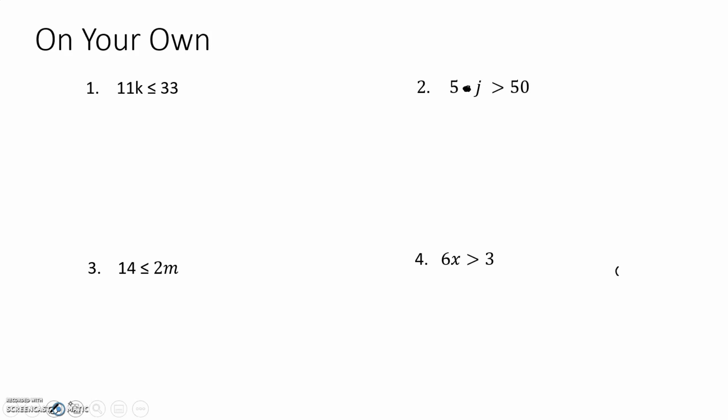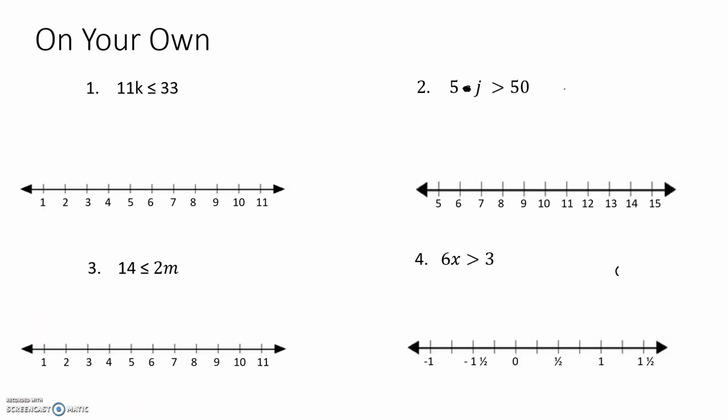All right, let's go with the answers. I'm going to give you the number lines. Number one, 11k is less than or equal to 33.